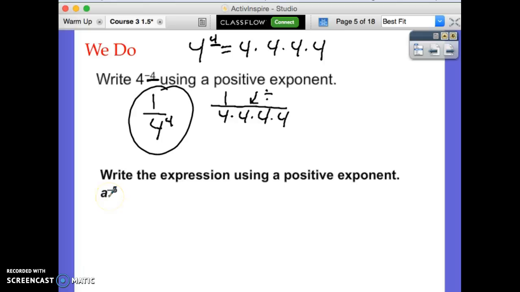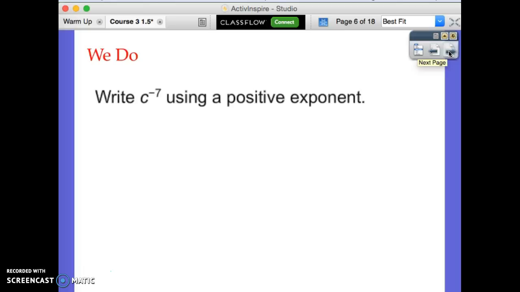So a little bit funny with a variable. This is example 2 on page 44. The reciprocal of a is 1 over a, so 1 over a to the positive 5th power. So we're going to do the reciprocal of c with a positive 7 as our exponent.